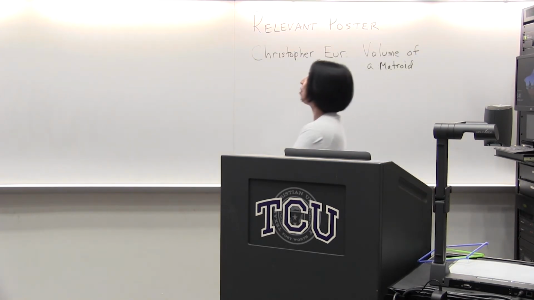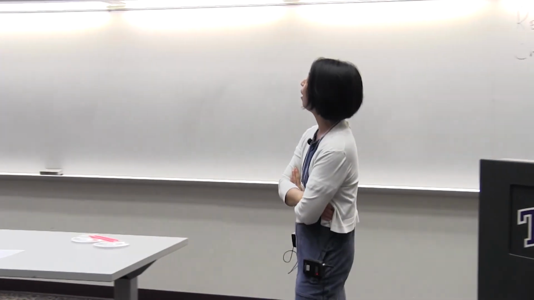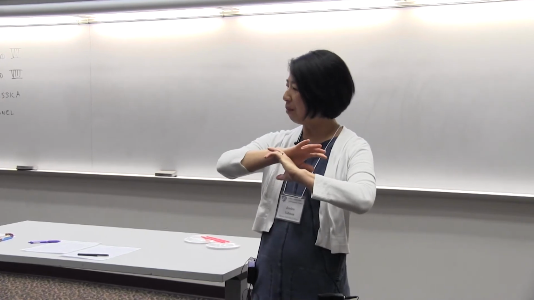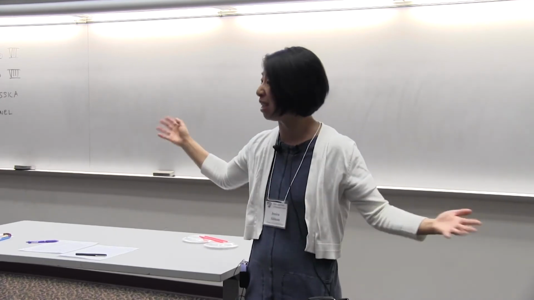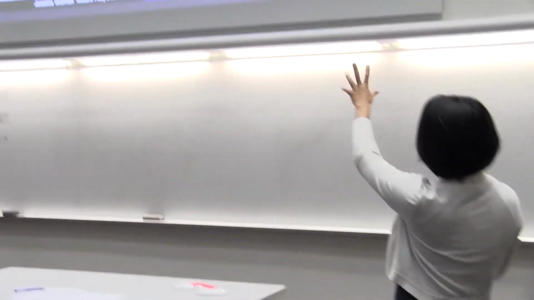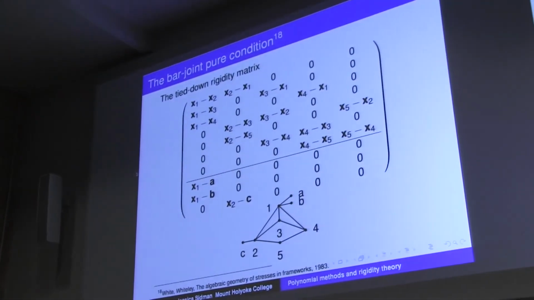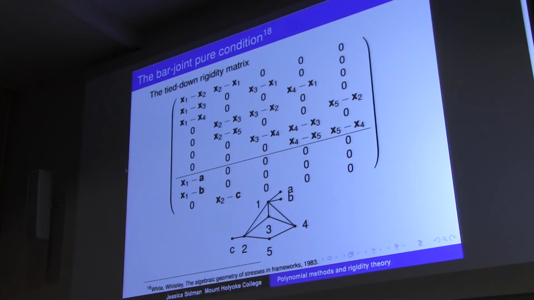I want to now think back to the bar and joint case. The bar and joint case is actually messier. In body-bar, they were able to get a combinatorial characterization of body-bar frameworks in all dimensions, and in bar and joint, you can't do it in dimension 3. It's a little messier. So let's see what happens, and this is in dimension 2. I can also get a pure condition, and White and Whiteley did this in 1983 in another lovely paper. People should read these papers. The algebraic geometry of stresses and frameworks.